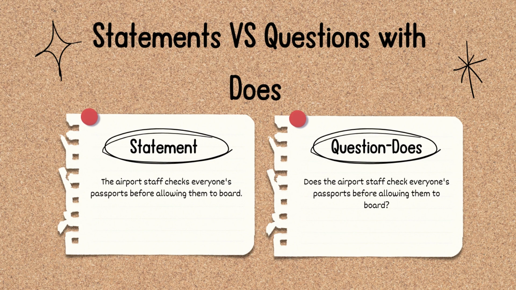Statements versus questions with does. Statement. The airport staff checks everyone's passports before allowing them to board. The verb check has an S because the airport staff is the third person, it. Question with does. Does the airport staff check everyone's passports before allowing them to board? We use does because the airport staff is the third person, it, and the verb doesn't have the S because questions don't need it. Interesting, isn't it?